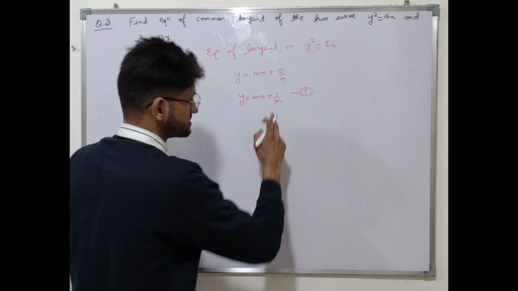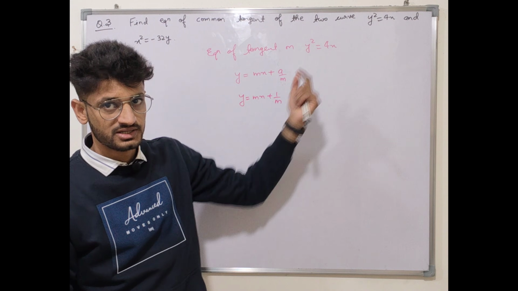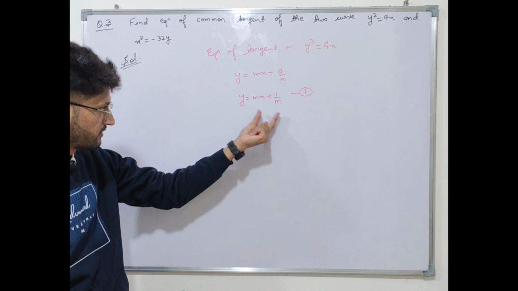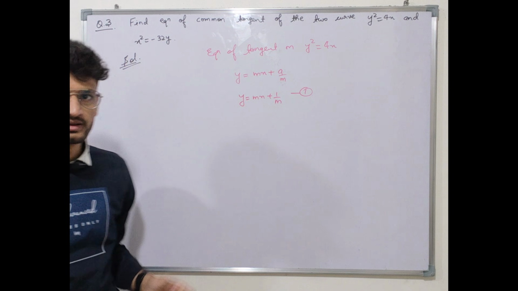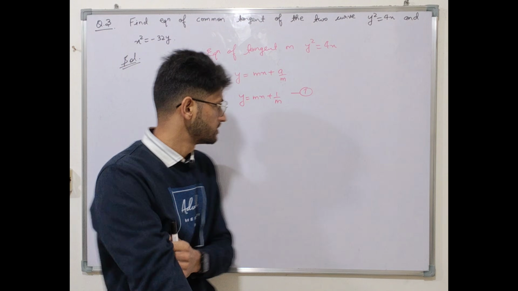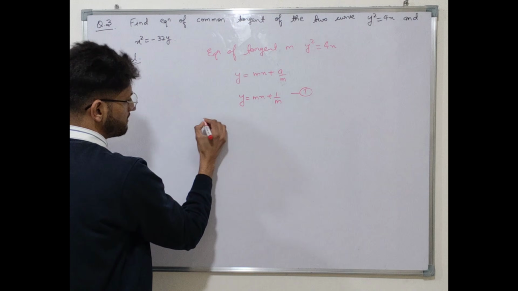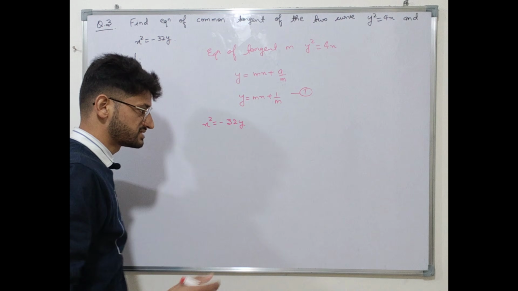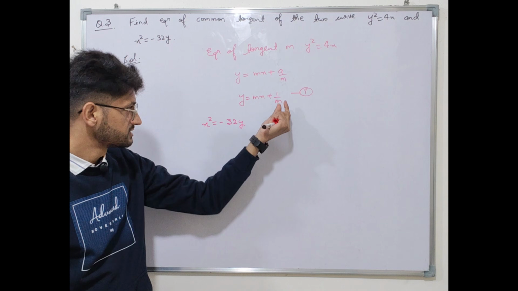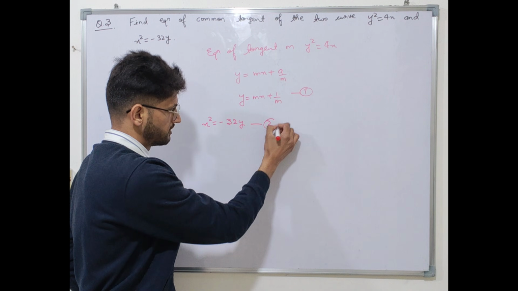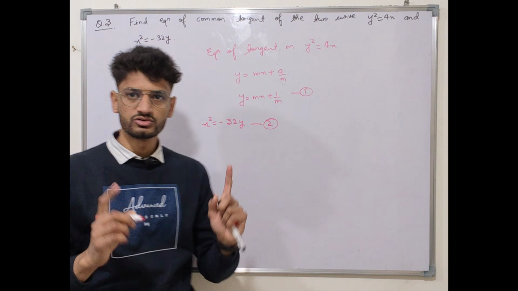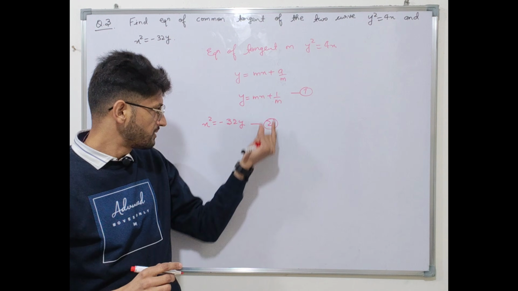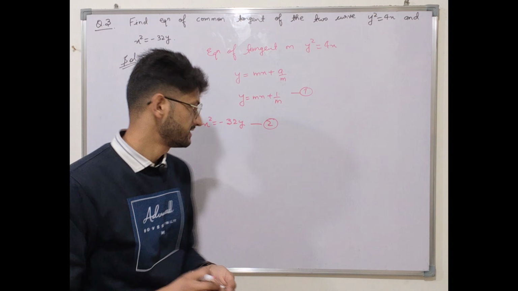Since this is the equation of tangent on y square equals 4x, it means this very same equation is going to be tangent on the other parabola also, because we need to write the equation of common tangent. Since we have the parabola's equation as x square equals minus 32y, now we will go with the basic approach. Since this is a line and this is a parabola, we need to solve them simultaneously, and we know that this is a tangent. It means on solving we will get a single point of intersection, right?